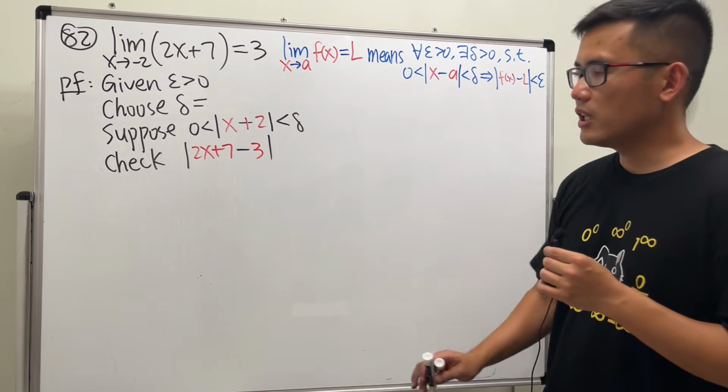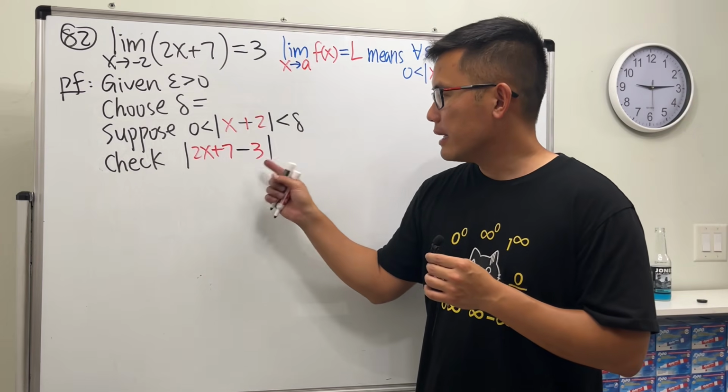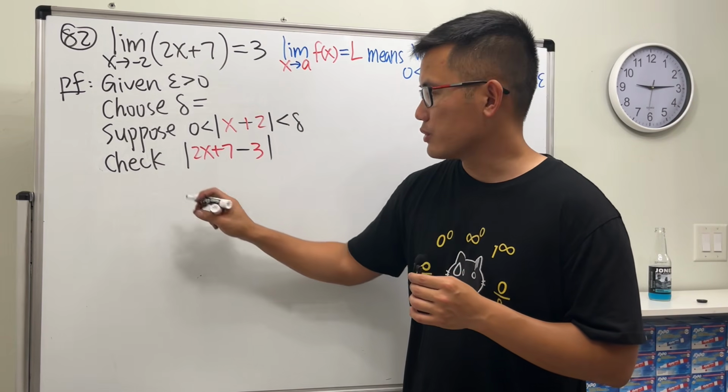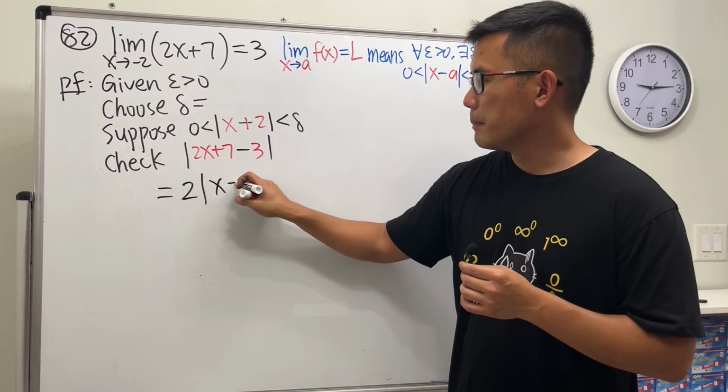All right, given, choose, suppose, check. Now, focus on this and do the algebra. 7 minus 3 is 4, and then we can actually factor out 2. So let's just go ahead and factor that out. It should be okay. And then we end up with what? x plus 2.